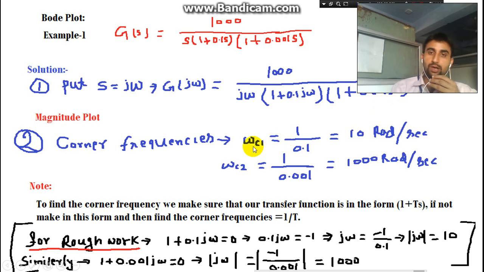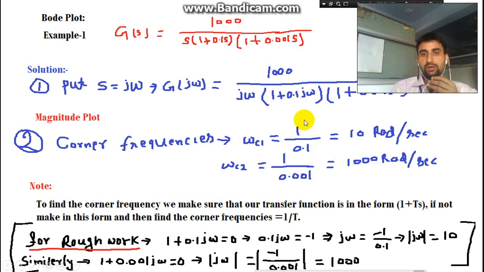Okay, so how will we find the corner frequency? Now look here, we'll find the first corner frequency and the second corner frequency. Just be sure that while finding the corner frequencies, the lowest one, the one with the smaller value, will be the first corner frequency, and the one with the comparatively larger value will be the second corner frequency, and so on. That means it should be in ascending order.